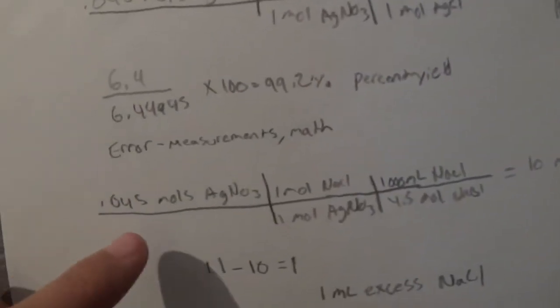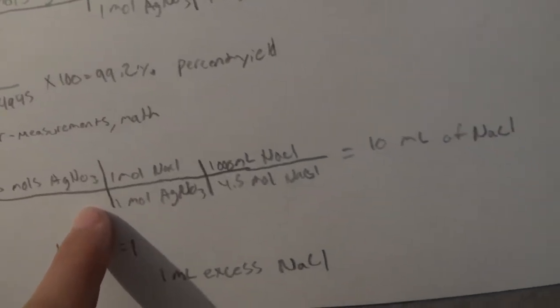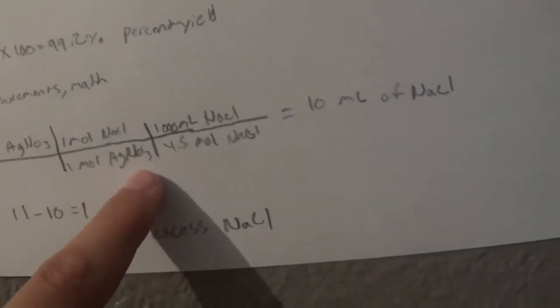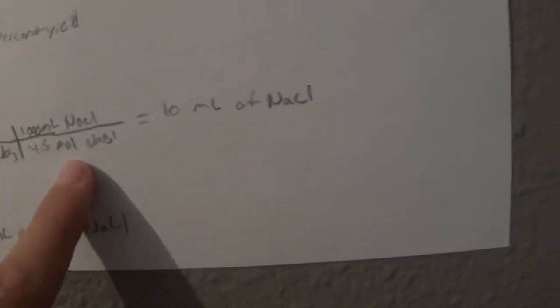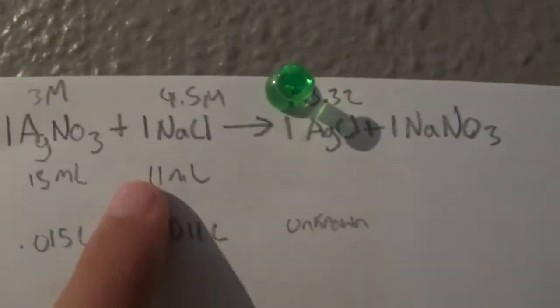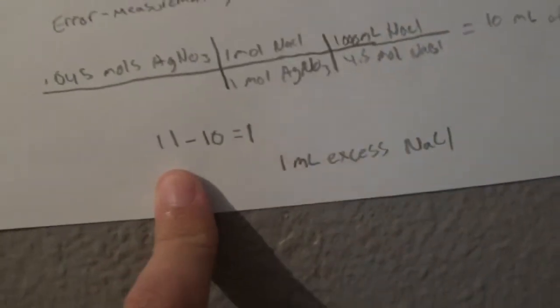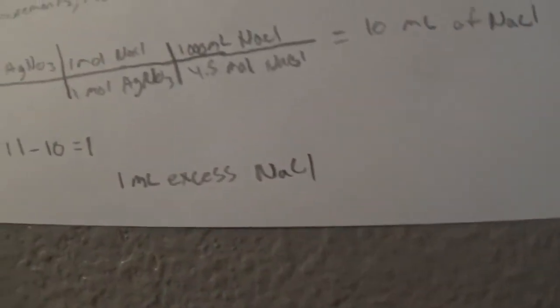So finally, we're going to take the 0.045 moles of AgNO3, our limiting reagent, and convert to moles of NaCl down here. We're going to multiply that by 1,000 milliliters over 4.5 moles, which is the molarity, and we discover that we have 10 milliliters of NaCl used. But originally up here you can see we had 11. So 11 from the original given amount, minus the 10 that we actually use, we get 1. That will be 1 milliliter of excess NaCl.